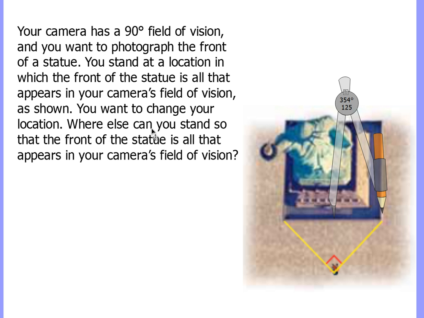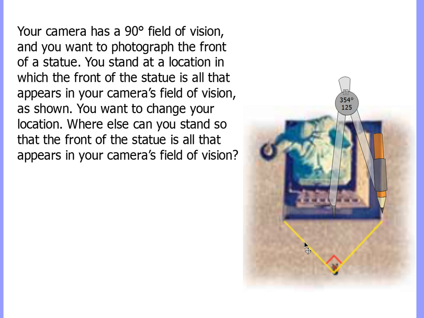So where else can you stand so that the front of the statue is all that appears in your field of vision? Well, thinking about it common-sense wise, as you get closer to the edge over here, if you follow this straight path, as anyone who has ever taken a picture knows, part of it starts not being in the picture anymore, or you have it at such an angle that you don't really see the front of this whole right side of the statue. The same thing goes if you go to the left over here.